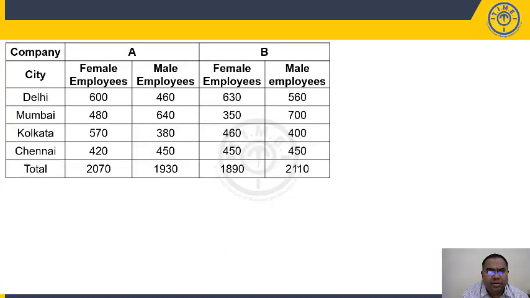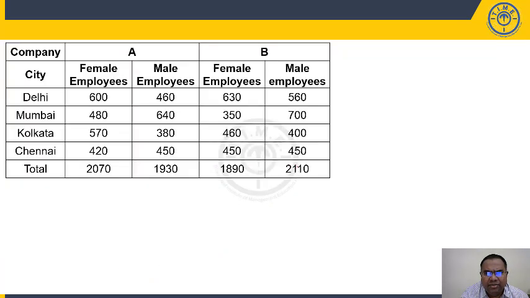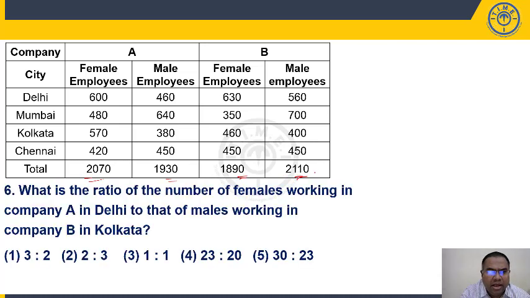Now let us take up questions, right? We have the total employees. We have put the female and male employees: 600, 460, 480, 640, 570, 380, 420, 450, 630, 560. B: 350, 700, 460, 400, 450, 450. Just have taken total employees in A, total female employees, total male employees, and total female employees, total male employees in B.